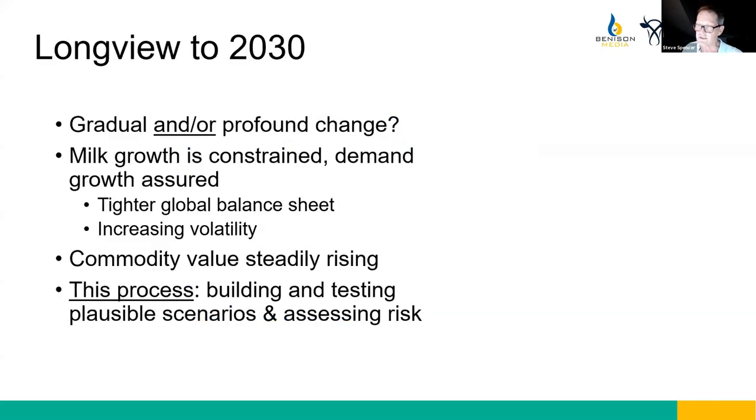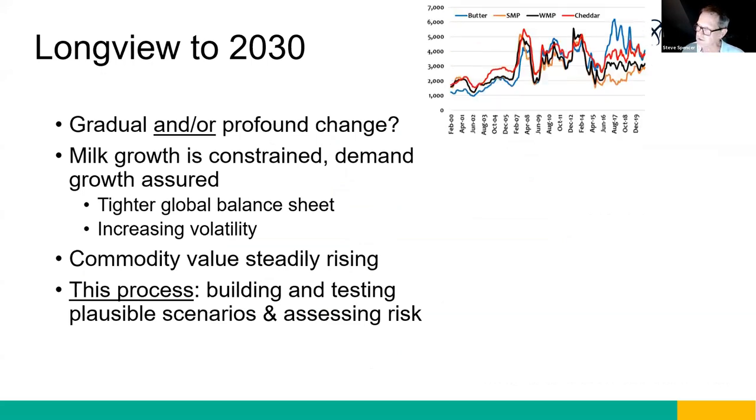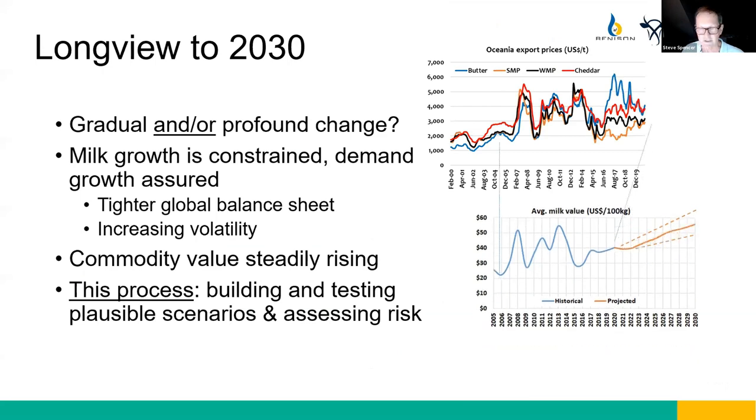Lastly, to the business end of this, what does 2030 look like? I thought we have a lot of gradual or profound changes. So the future might be made up of a combination of those things. But certainly as a baseline, milk growth is going to be constrained. We'll certainly see strong demand growth. And what that does is it constructs a scenario that sees a rising milk value over time.